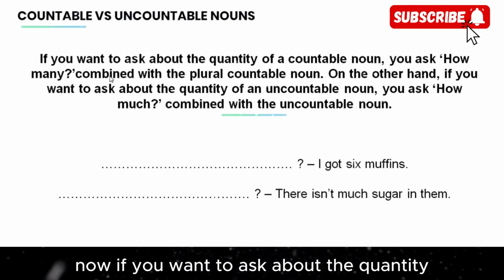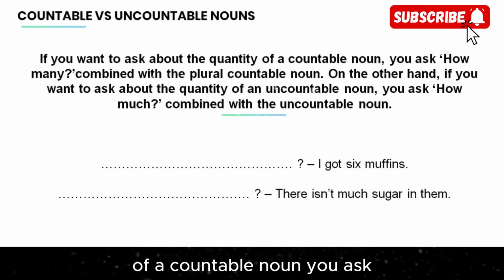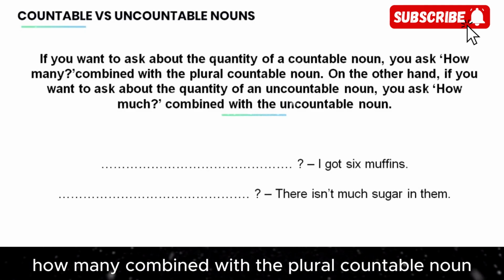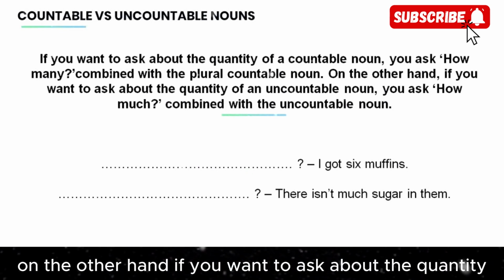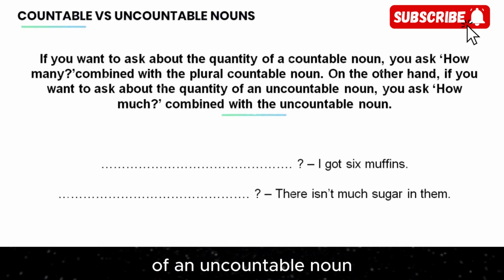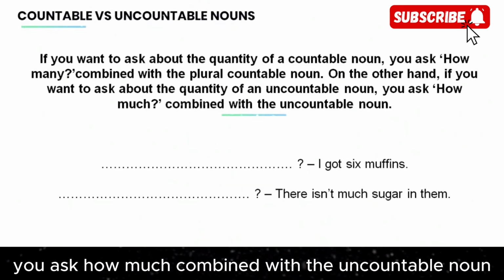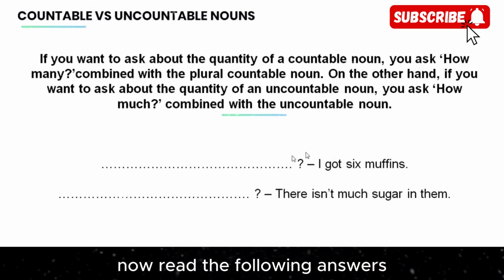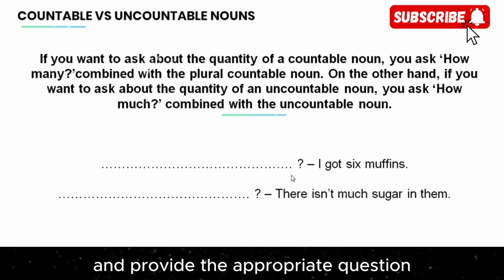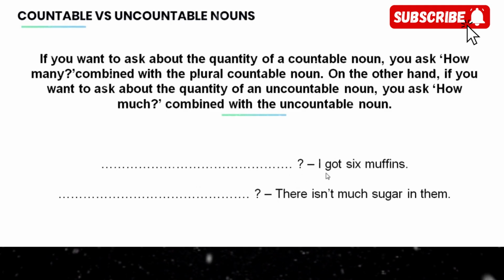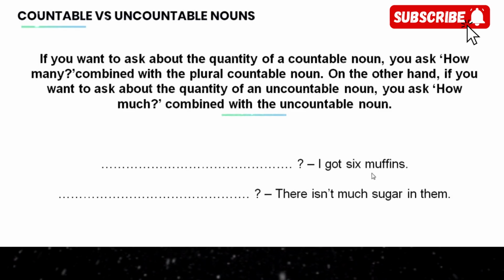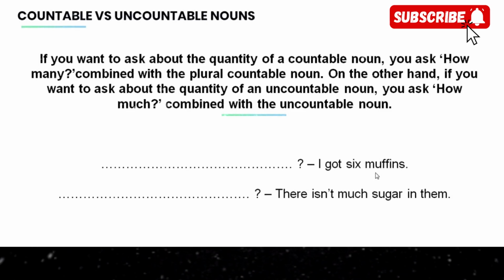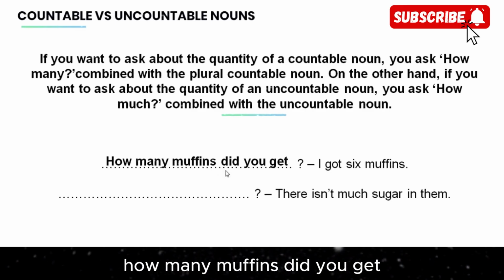Now, if you want to ask about the quantity of a countable noun, you ask how many combined with the plural countable noun. On the other hand, if you want to ask about the quantity of an uncountable noun, you ask how much combined with the uncountable noun. Now read the following answers and provide the appropriate question. I got 6 muffins. How many muffins did you get?